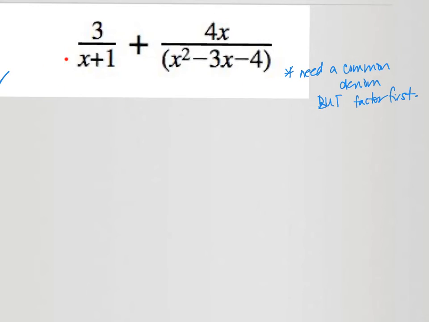Okay, in this case, I have 3 over x plus 1 plus 4x over x squared minus 3x minus 4. I do need a common denominator, but I'm going to factor this expression first, this trinomial first. Okay, so factoring x squared minus 3x minus 4, I get x minus 4 times x plus 1. Now I'm going to find the common denominator. You notice that they already have the x plus 1 in common, so this term needs an x minus 4.